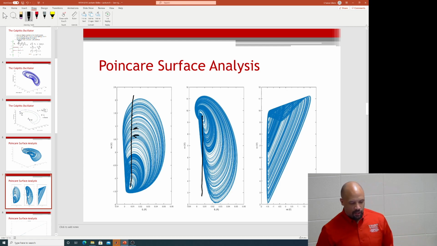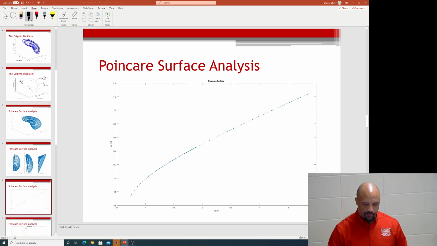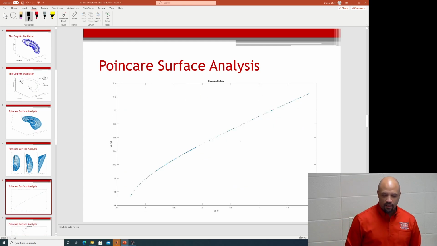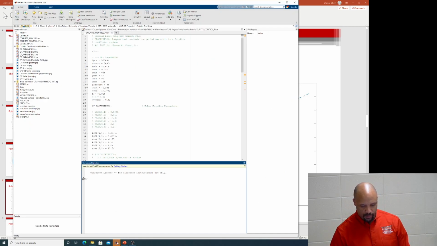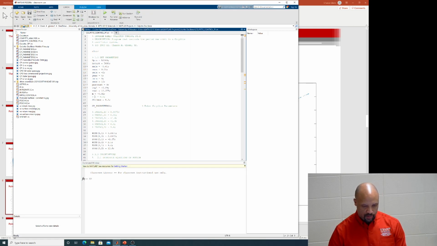Now, what would that look like? Well, let's take a look. Here's the Poincare surface, and I'm going to do something while we're waiting. I'm going to run this code. I'll come back to this in a second, but I'm going to do a couple of things.